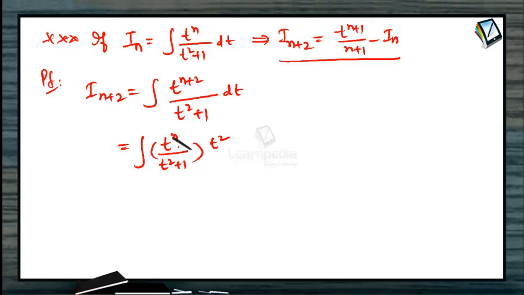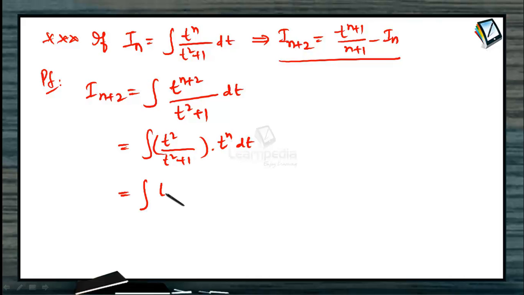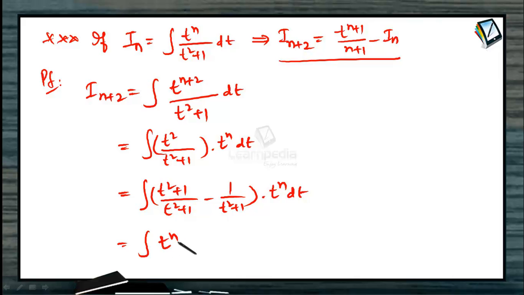So write this as the integral of t^2 by (t^2 + 1) with t^n outside. Thereby I can write it as (t^2 + 1) by (t^2 + 1) minus 1 by (t^2 + 1), separated, into t^n dt. That implies the integral of 1 into t^n, which is t^n dt, minus the integral of t^n by (t^2 + 1) dt.